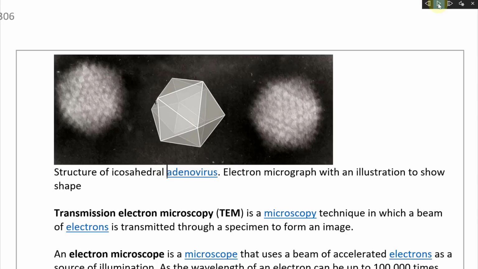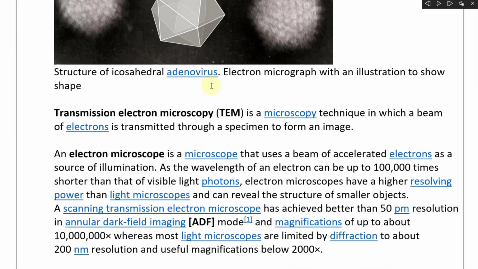Adenovirus, an electron micrograph with an illustration to show shape. So this is a supposed shape right here that looks like an icosahedral shape. It's supposedly like that, and this one's supposedly like that as well. And here is the cartoon one, the model one, and there are the images you get. So supposedly that looks like this. And to me it doesn't look too much like it. You can see there are some bulges there, but again, this is a bit of a push. This is not enough evidence for my liking.